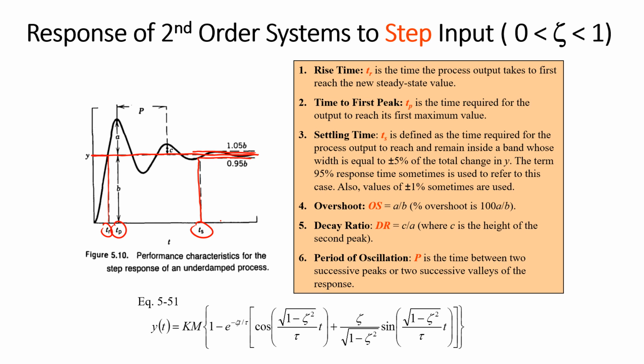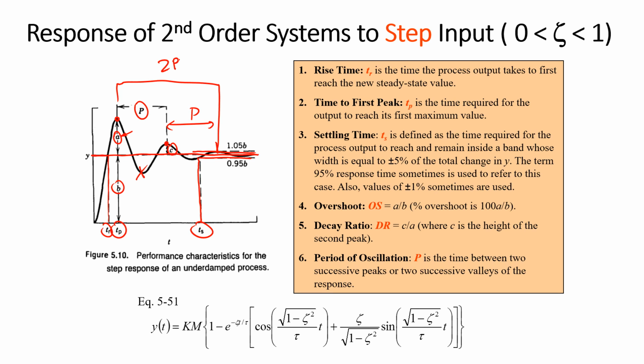And then our overshoot is going to be this A divided by B. And then the decay ratio is going to be C divided by A right there. And then the period of oscillation is the time between two peaks on one side. So it's not this one down here, and it can also be the time to this peak. So that is another period of oscillation. You could also do it between two peaks and then just divide by 2. That'd be 2p, and that helps you remove some of the uncertainty with regards to where the peak is.